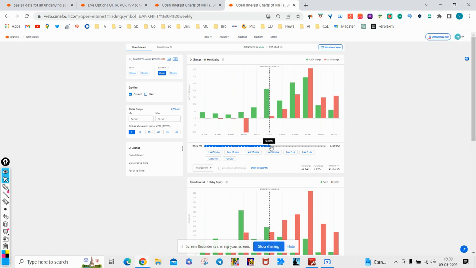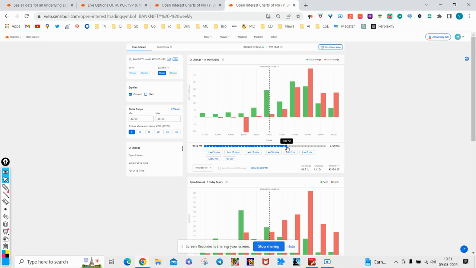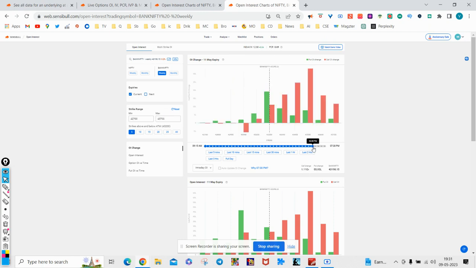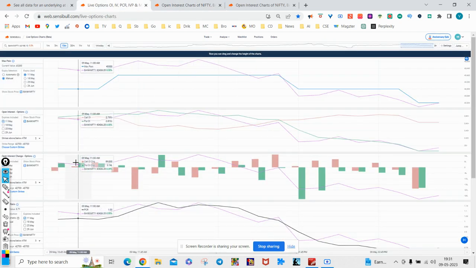But now after this, you can see that the call writing started to increase and puts started to unwind. And you can observe this slowly, that calls have almost taken over the puts. So this is what happened both in Nifty and Bank Nifty: call writing increased later and puts started to unwind. But you can also see the same in the live OI chart. I think this is a better way to visualize this.